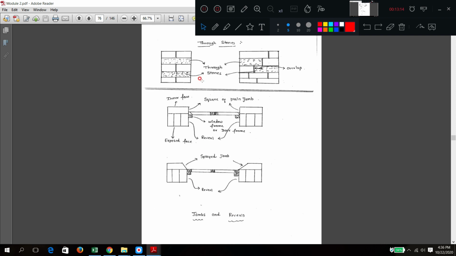This diagram you can see. This is the cross section, or plan, viewed from the top, of a window frame or door frame. How it appears when you try to imagine how this one window or door will appear from the top. You are a civil engineer, no?